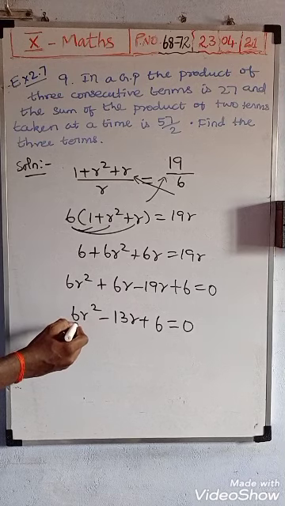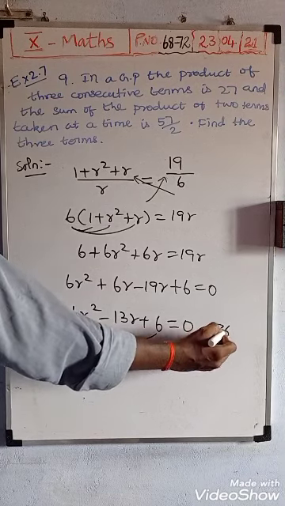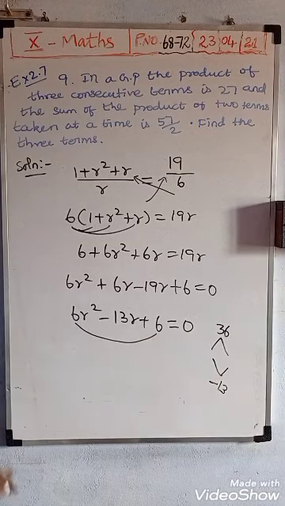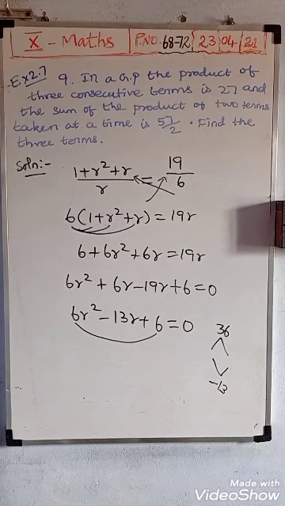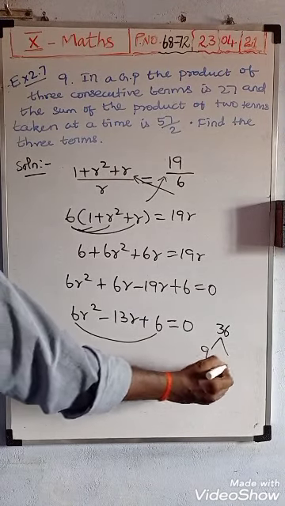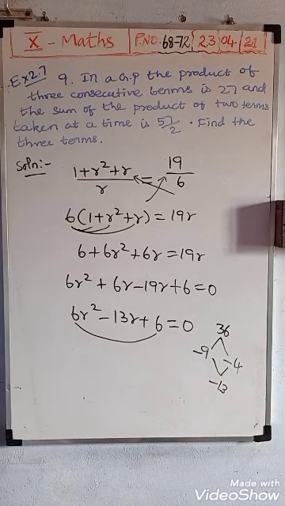Now, this is a quadratic equation solved by factorization method. 6 6s are 36, and the middle term is minus 13. What is the factor of this? So see, 9 4s are 36. Both also we want to use minus. Minus 9 minus 4 added means minus 13. Multiplied means minus into minus plus 36.